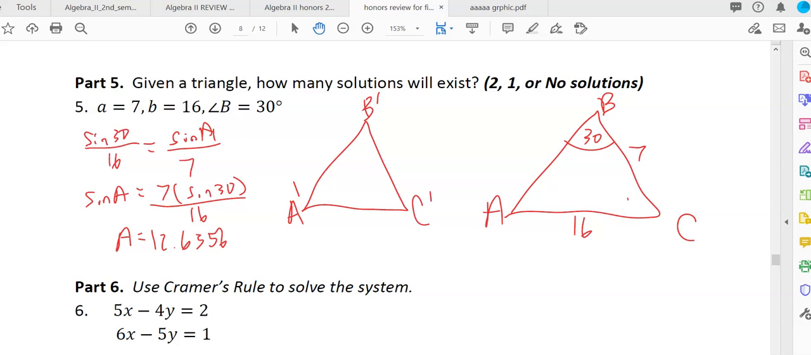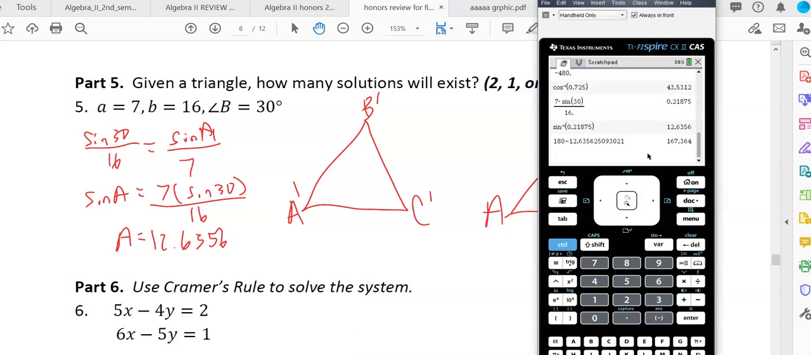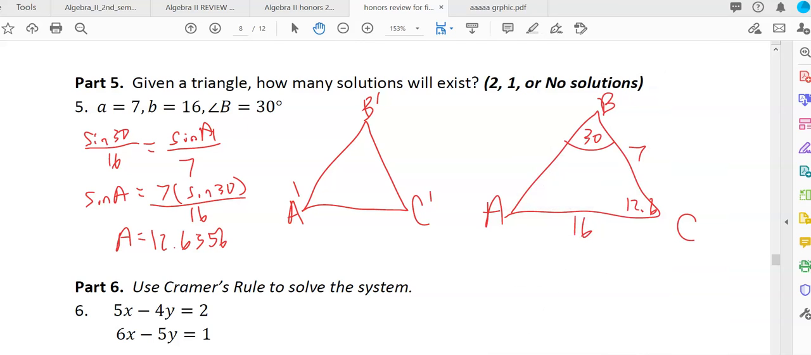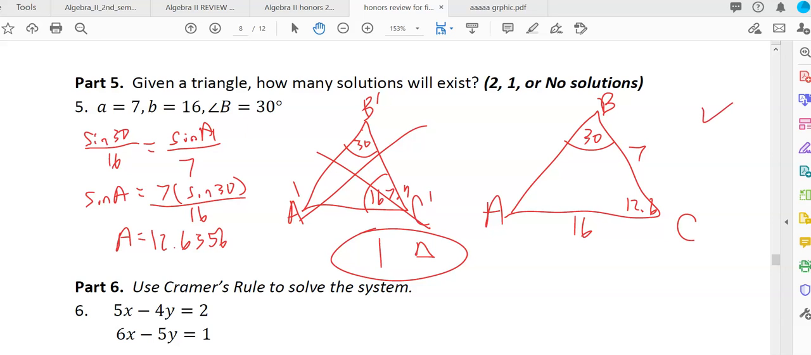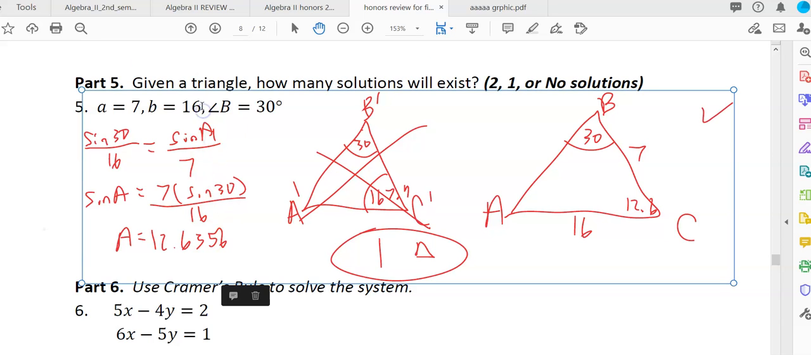So if I drew a second triangle, this angle is 12.6, basically. I'm just rounding there. And this other one would be 167.4. So if this is 30, is that too many degrees for a triangle? That's more than 180. There's no second triangle. There's only one triangle here. So there is that first one. That's a triangle. That'll work. We could solve that one, but not the other one.